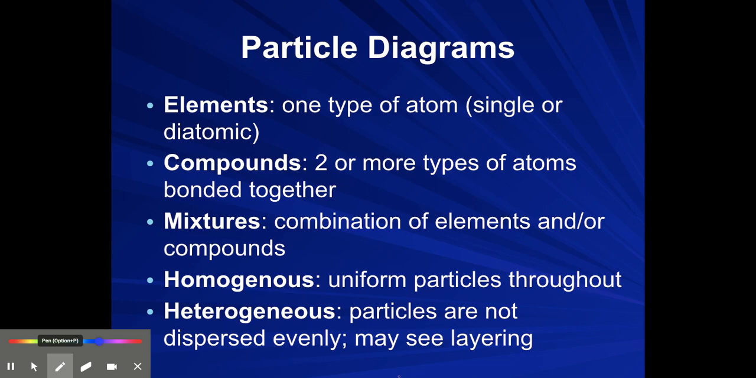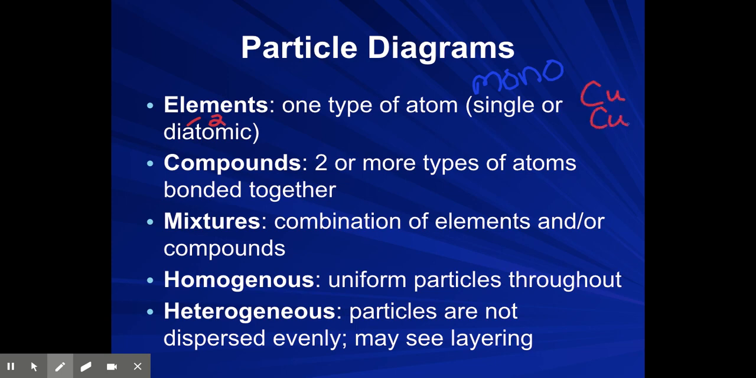So let's take a look here at an element. An element is one type of atom, single, which is also called monatomic. Okay, so mono means one. I'm going to try to change that to a different color so it's a little bit easier to see there, hopefully. And diatomic, which means two. So di means two. So if we've got a monatomic atom, that might be something like copper, where you've just got a bunch of little copper particles, a bunch of little copper atoms that are all crammed together.